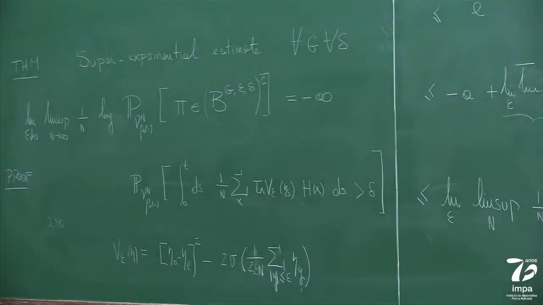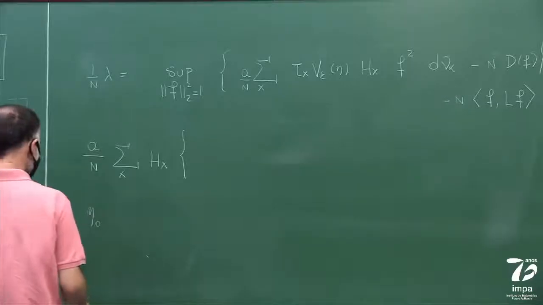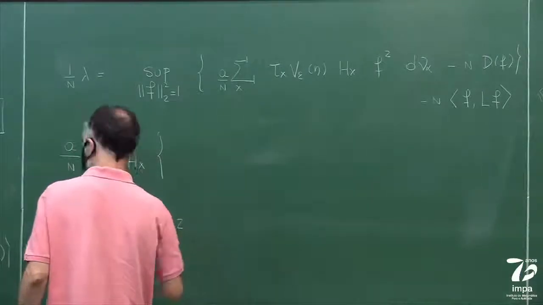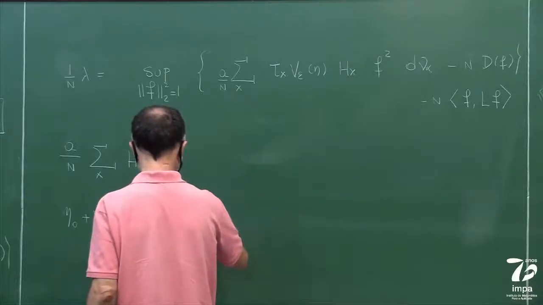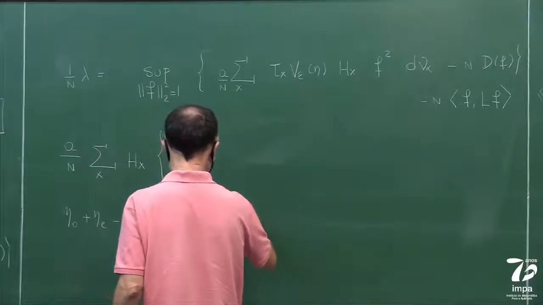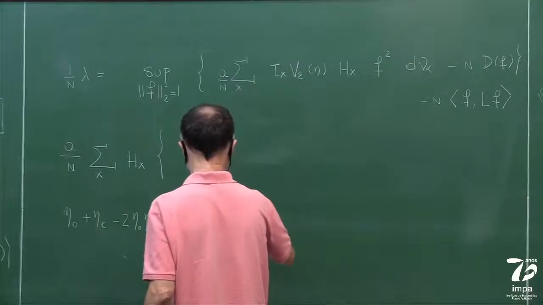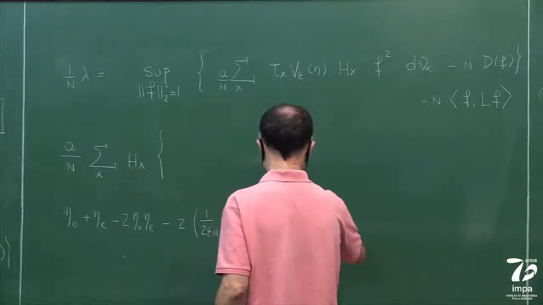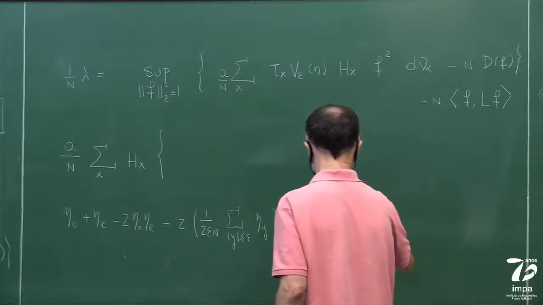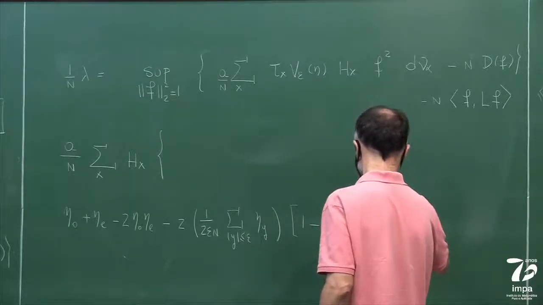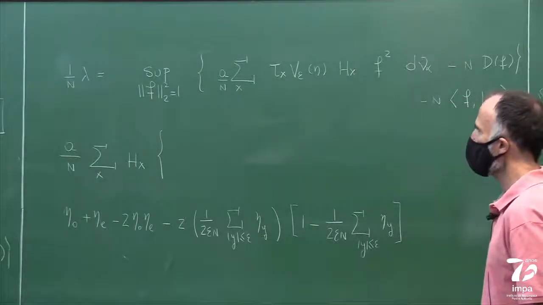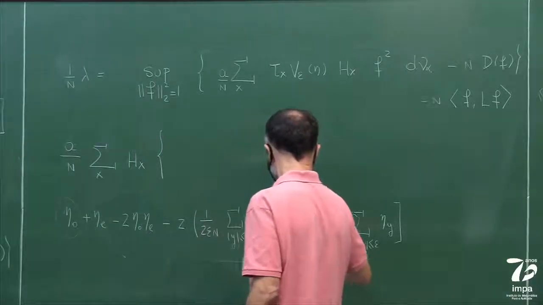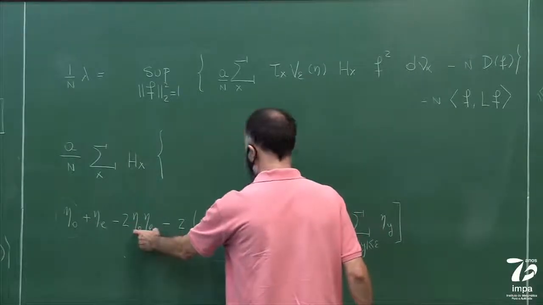So let me expand that difference. So this is eta 0 plus eta e minus 2 eta 0 eta e minus 2 times sigma, it's alpha 1 minus alpha, so this is 1 over 2 epsilon n, eta y, and 1 minus the same thing. So there are linear terms, and these ones are easy. So I will compare the linear with the linear and the quadratic with the quadratic.